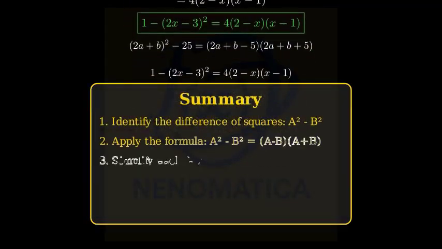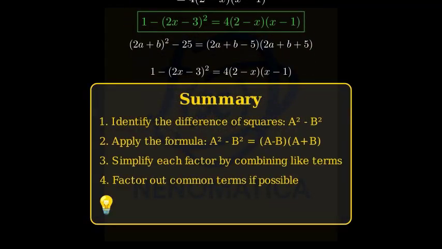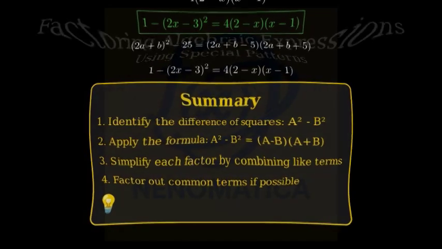To factorize a difference of squares. Step 1. Identify the expression as a difference of squares in the form a squared minus b squared. Step 2. Apply the formula a squared minus b squared equals (a minus b) times (a plus b). Step 3. Simplify each factor by combining like terms. Step 4. If possible, factor out any common terms from the factors. This pattern is incredibly useful in algebra and calculus.